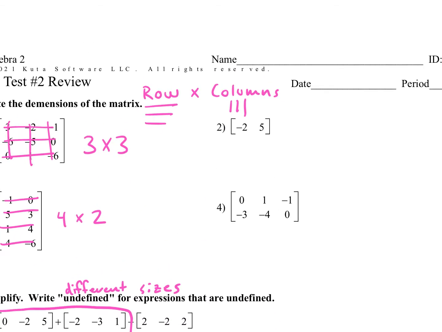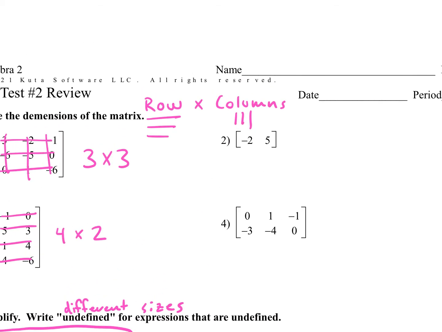All right. So 1 through 4, it says state the dimensions of the matrix. 3 by 3. So remember, it's rows by column. So how many rows do we have here for number 2? 1. 1 row. And how many columns? 2. So 1 by 2. All right, number 4. How many rows do we have? 2 rows. And how many columns? 3. So 2 by 3. So remember, it's rows that go sideways, columns go up and down.